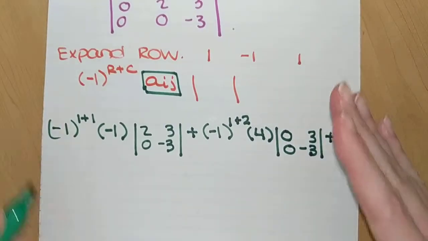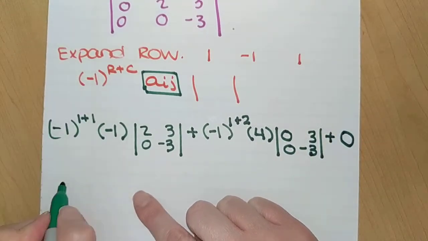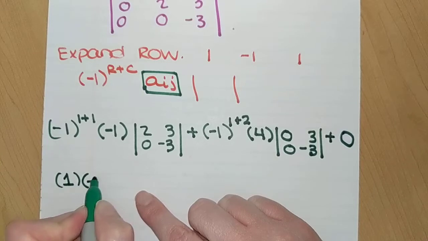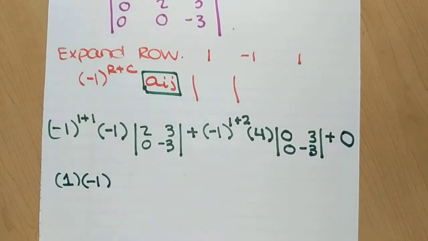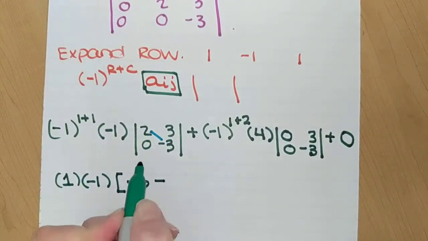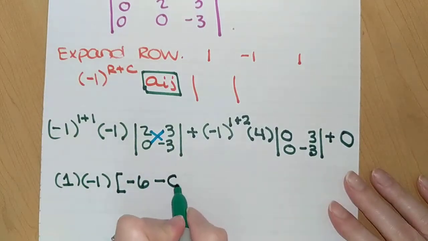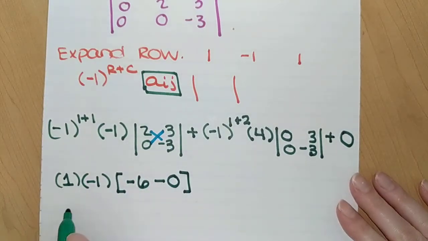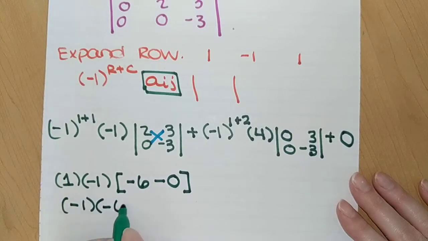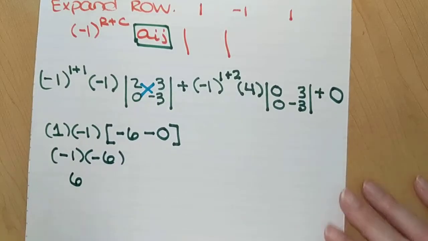All right, so let's simplify this. Again, this is just going to become a +1 times a -1, and then you'll multiply the main diagonals together. So this is going to give you -6 minus, and then the off diagonals multiplied together, so -0. So you have -1 times -6, so that just gives you +6.